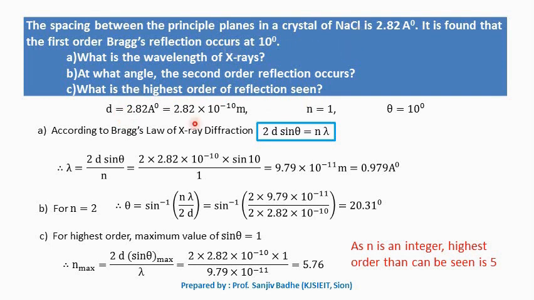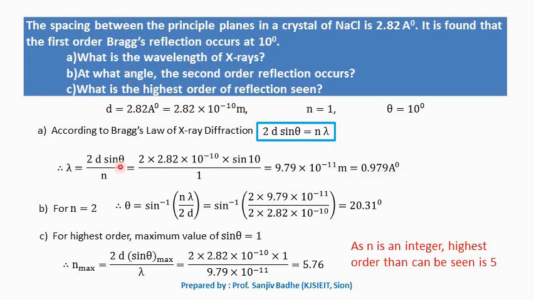First we will collect the data from the problem. The interplanar spacing is given as 2.82 angstroms, so that is 2.82 into 10 raised to minus 10 meters. Order of the maximum, first order, is given to us, so n is equal to 1, and theta is given as 10 degrees. So according to Bragg's law of X-ray diffraction, we can write 2d sin theta equal to n lambda. We are asked to find the wavelength of X-rays, so lambda is 2d sin theta upon n. Just put the values given and we can get the value of lambda as 9.79 into 10 raised to minus 11 meters, that is 0.979 angstroms.